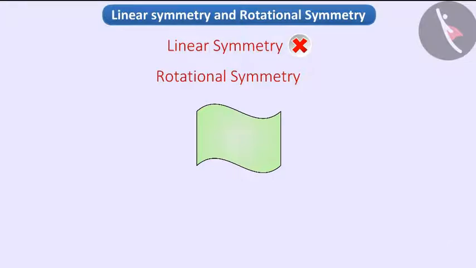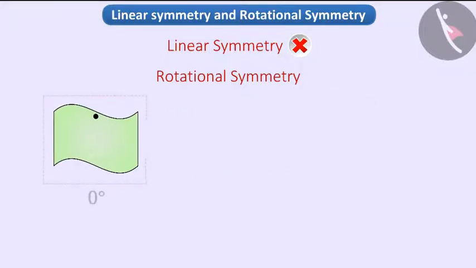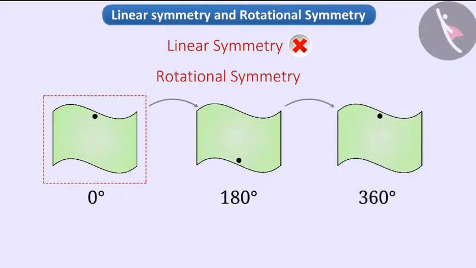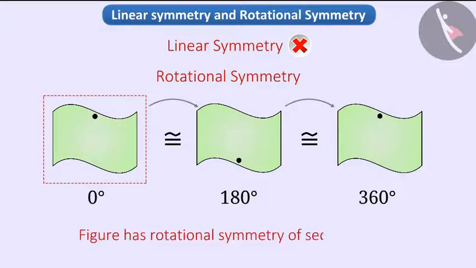Absolutely right. A dot will appear on this figure. Keep in mind that this point is not part of the shape. We see that at 180 degree rotation and 360 degree rotation, the shape corresponds to the initial shape. Since the shape on 360 degree rotation corresponds to the initial shape twice, we can say that the figure has rotational symmetry of order 2.